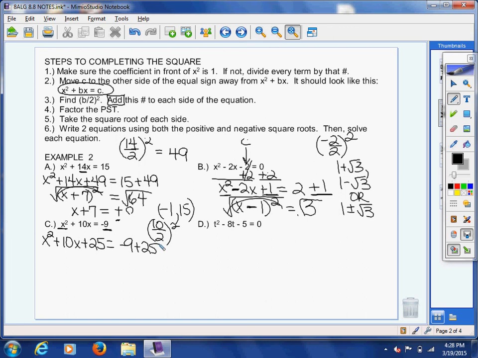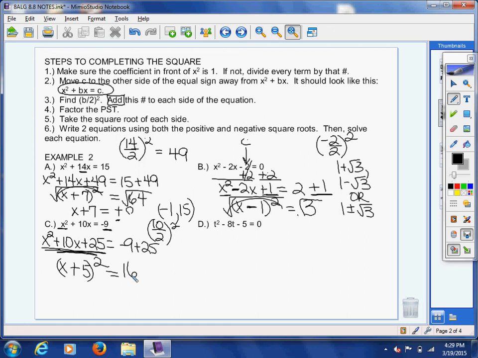Step 4, we're going to factor that perfect square trinomial. We deliberately made a perfect square trinomial here. We did it on purpose. The whole point was so we could factor it like this. So x squared, I know that x times itself is x squared, and 25, 5 times itself is 25. And then the 10x is positive, so that means my middle is also positive. Now, negative 9 plus 25 is 16.